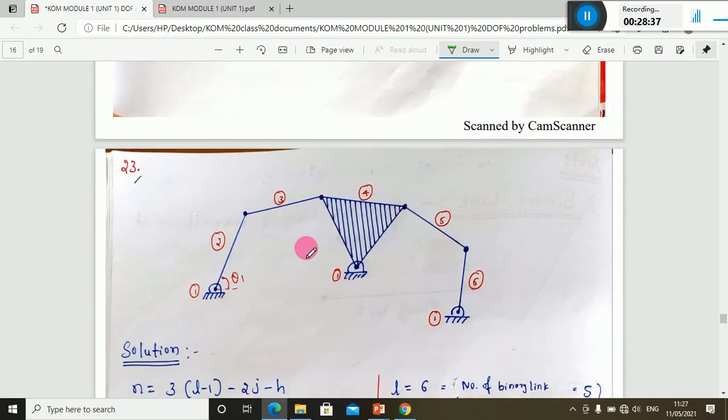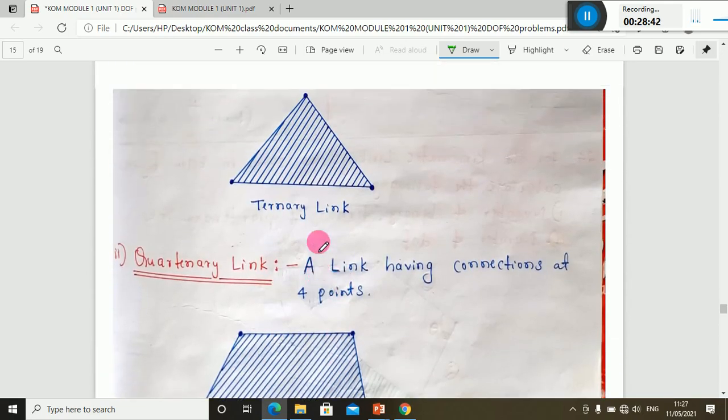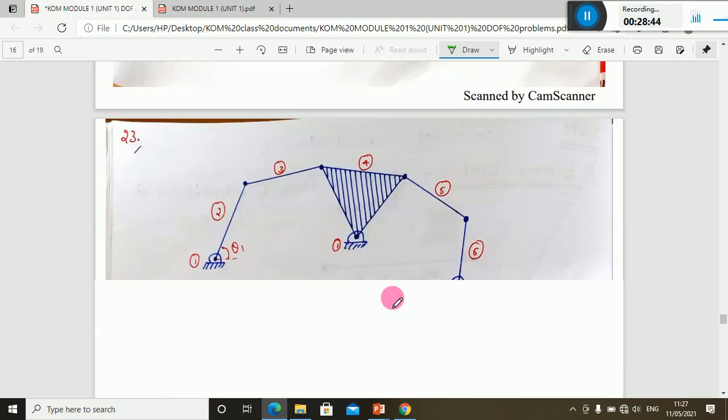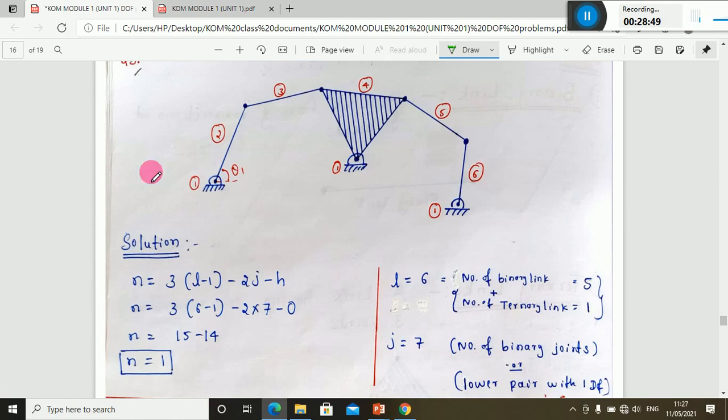We'll solve one problem on this ternary link, similar to this one. If a mechanism has a ternary link, how do we solve it? Please take this figure and you can see the fixed link is considered as one link. This is one, this is also one, this is also one. Correct. The remaining links: this link is attached to the first link at this point, so this is the second link, third, and this is the fourth. As I said, it is similar to a triangular plate, and I can call this a ternary link.